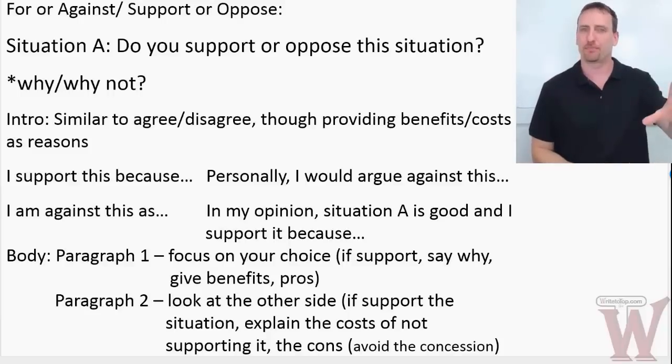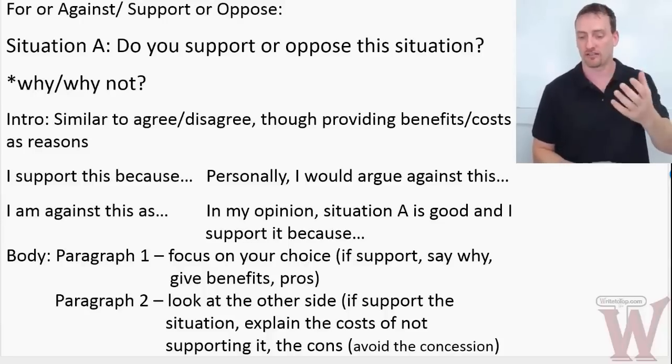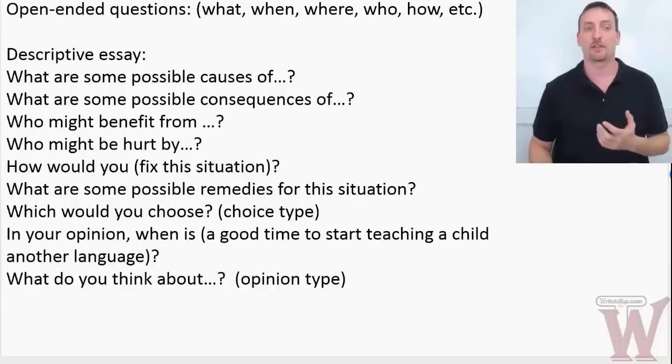But anyways, body paragraph 1, the benefits. Body paragraph 2, the costs of not doing it. Okay. Another question type, open-ended question.